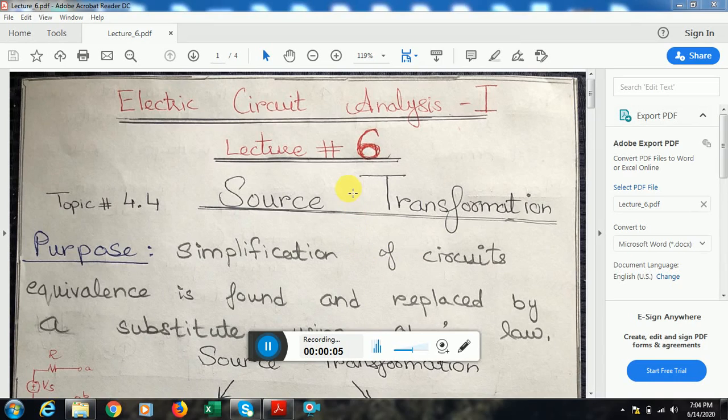I welcome you all to lecture number 6 of Electric Circuit Analysis 1. Today we are going to study topic number 4.4 of our textbook. The name of this topic is source transformation. As the topic indicates, we are going to change the sources.